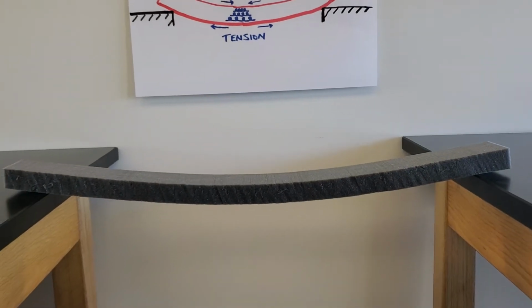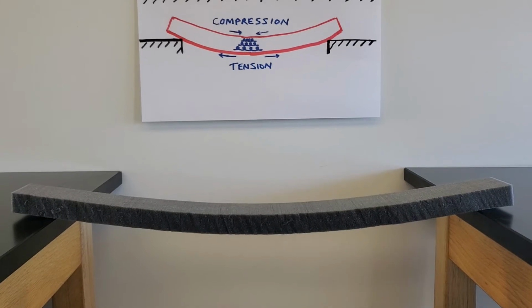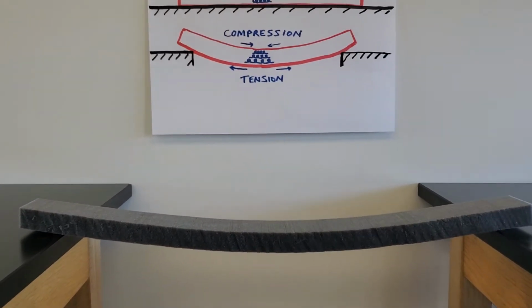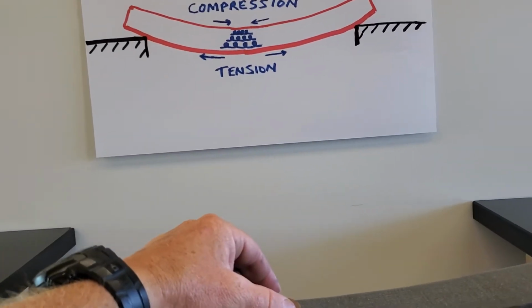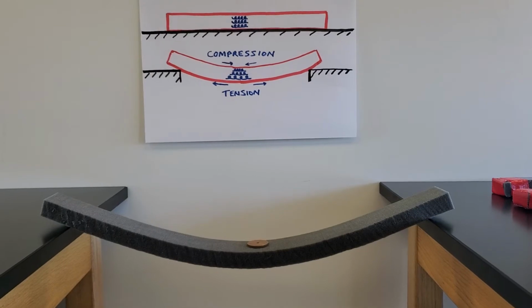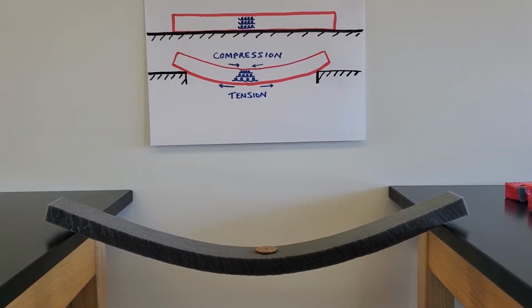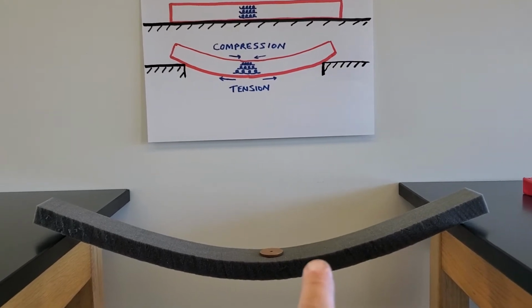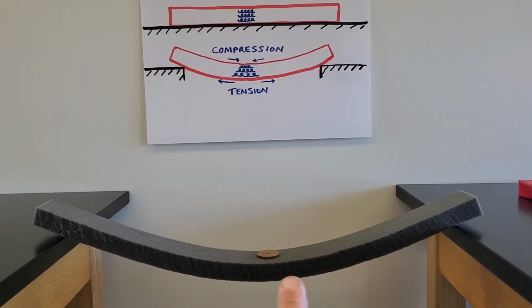I've got this piece of foam that's spanning the two tables here, and you can see it sagging down in the middle. Well, the effect is more pronounced if I put a weight in the middle. These would be maybe people trying to walk across the bridge, and you can see the material is really compressed together at the top here under the weight, and then down here at the bottom the material would really be pulled apart.